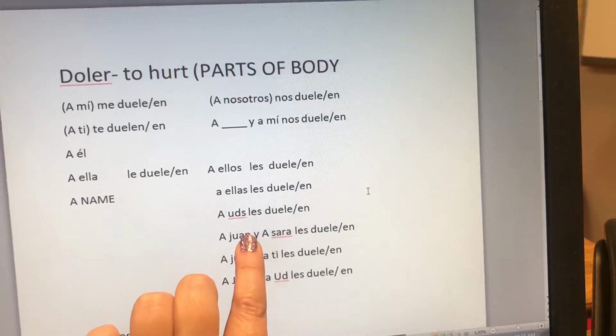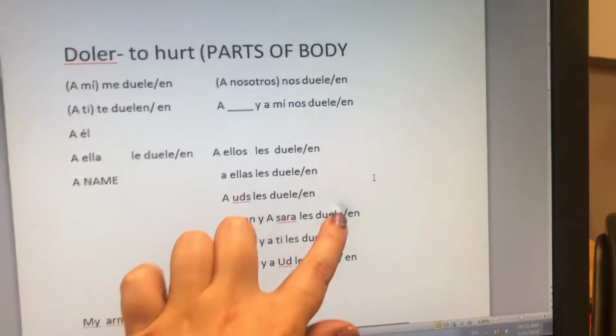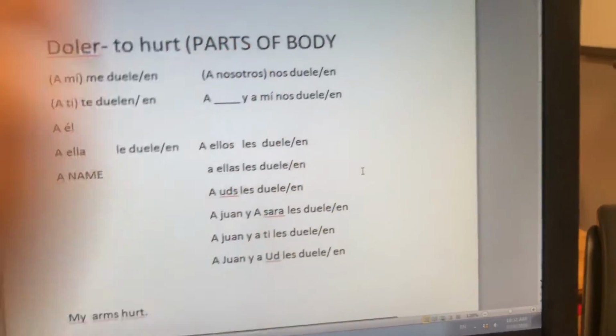Any names here. I put names, but they're just a blank and a blank. Any names. A Sara les duele, duelen. A ti les duele, duelen. A usted les duele, duelen.